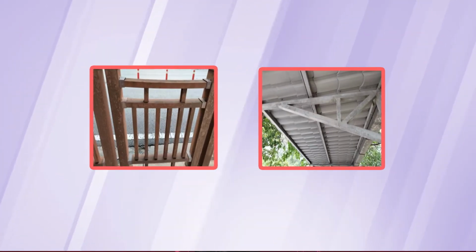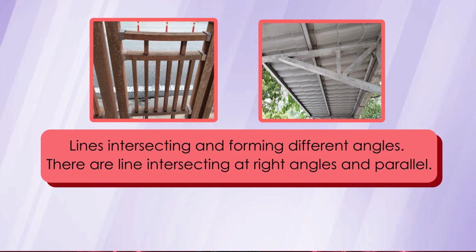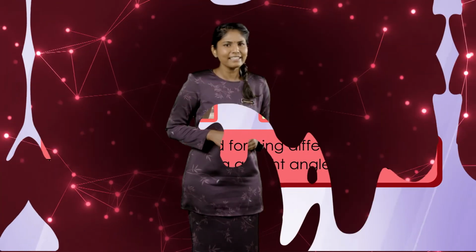Boys and girls, we can see a lot of intersecting lines around us. In these pictures, you can see lines intersecting and forming many different angles. There are lines intersecting at right angles. There are also parallel lines which would never intersect. Can you identify them? Have you ever been to Kuala Kangsar, Perak?